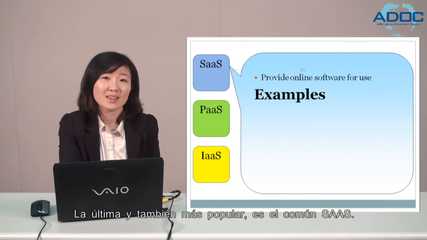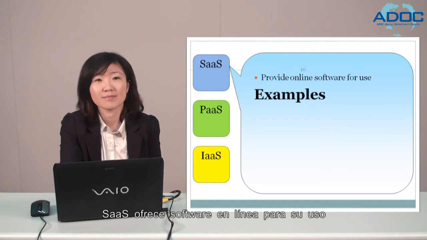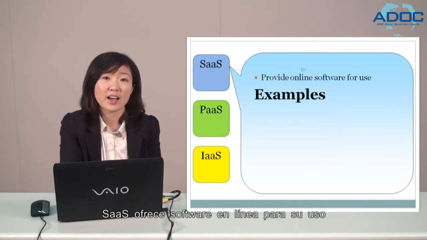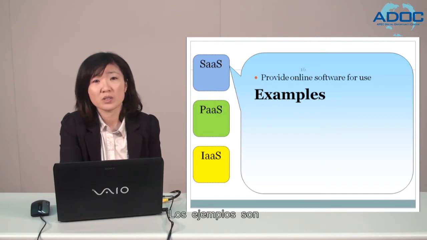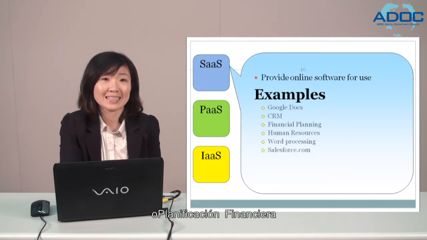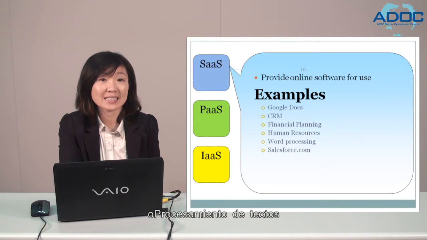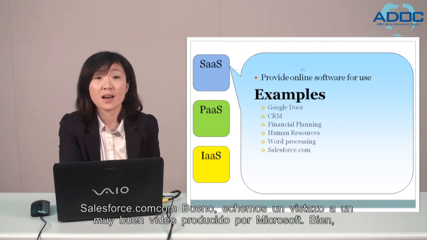The next one, and also the most popular, the most common one, is SaaS. SaaS provides online software for use. Examples are Google Docs, CRM, financial planning, human resources, word processing, Salesforce.com.